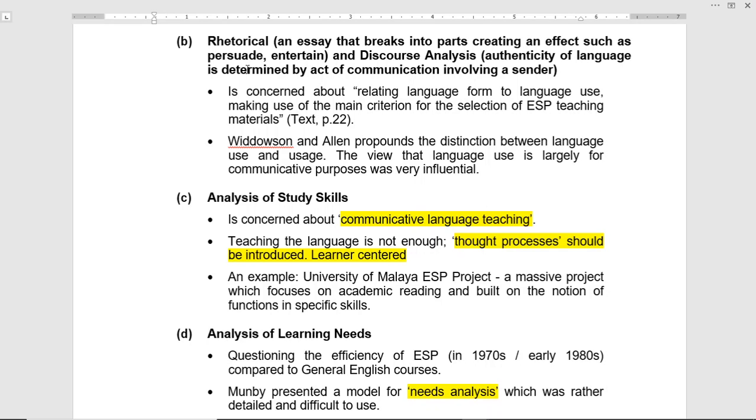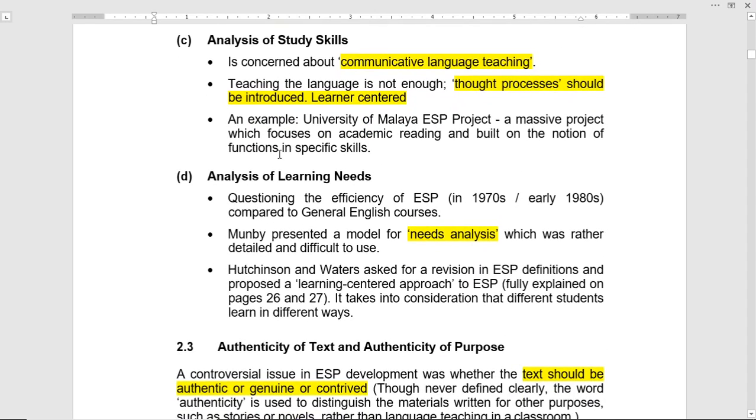So, communicating in English as a second language for academic purposes. For example, a science student making a presentation involving that aspect of the English language, English for science. Then the other one is analysis of study skills for academic purposes.